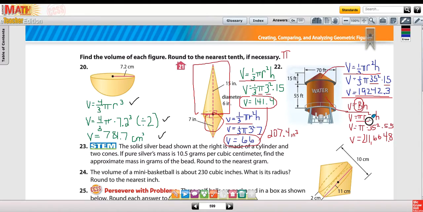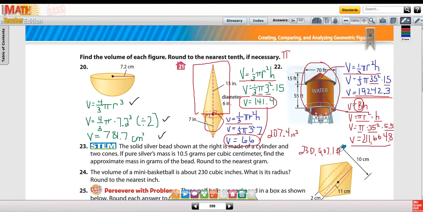For the cylinder, capital BH, remember that capital B represents the area formula for the base. In this case, the base is a circle, so that capital B turns into pi r squared times the height. Pi times 35 squared times the height, 55, gives you 211,664.8. And when you add those two together to find the total volume, you're going to get 230,907.1. And that is measured in cubic feet.